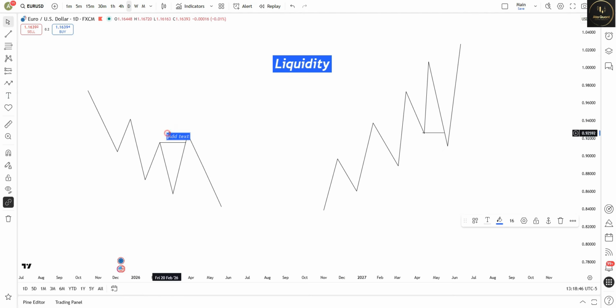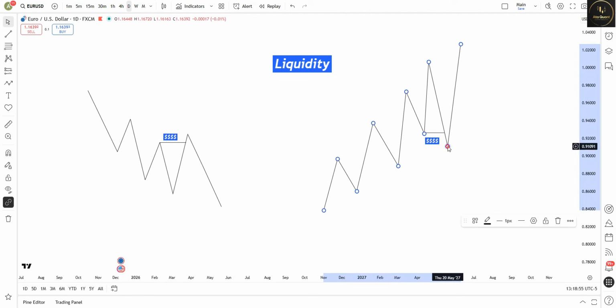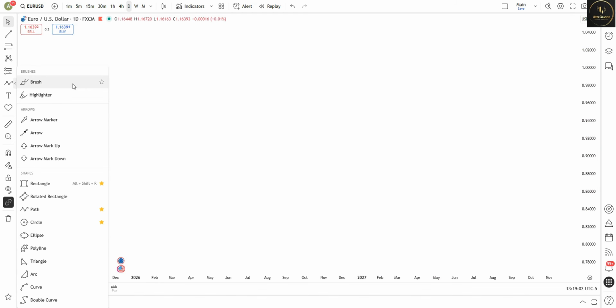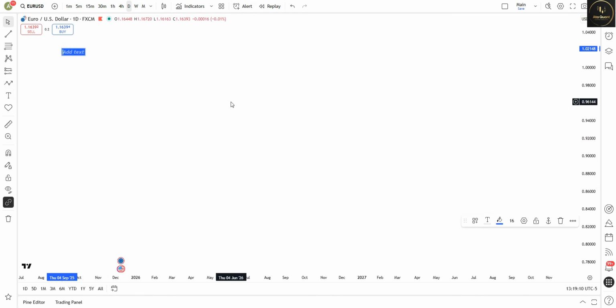Liquidity is usually represented by this symbol in the market, and this means that there is liquidity. At this point, liquidity gets grabbed and the move continues. So now, in order for us to be able to identify liquidity, there are several important types of liquidity, and in the classification, the first type is called swing liquidity.